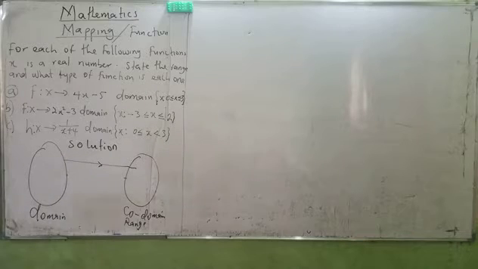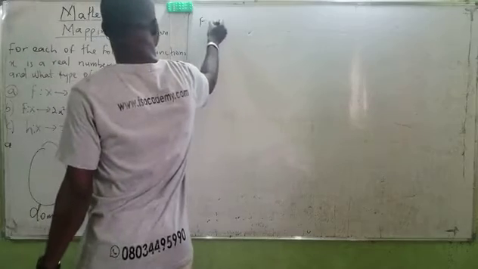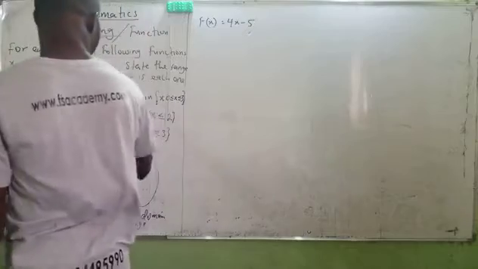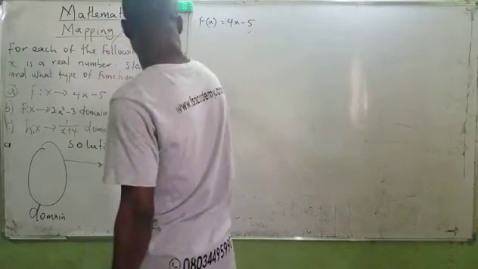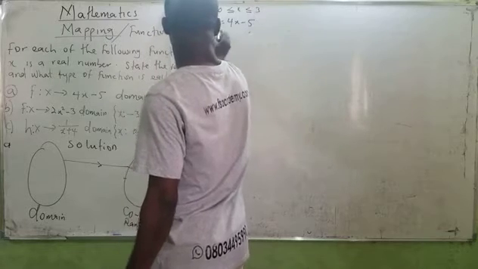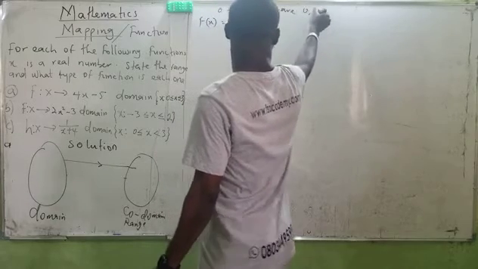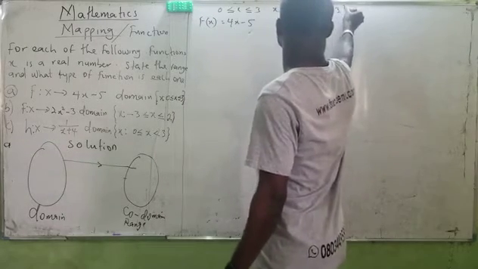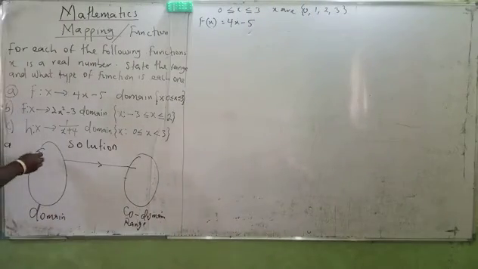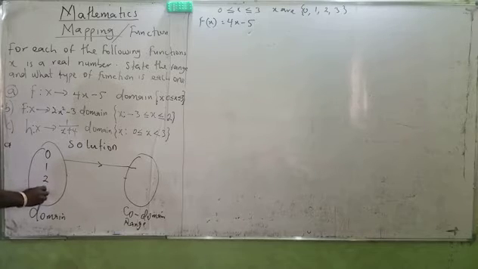Now, the first one, which is A. We are having f of x to be 4x minus 5. We are taking the value of x from 0 less than or equal to x less than or equal to 3. It means x are 0, 1, 2, and 3. These are the set of values there.